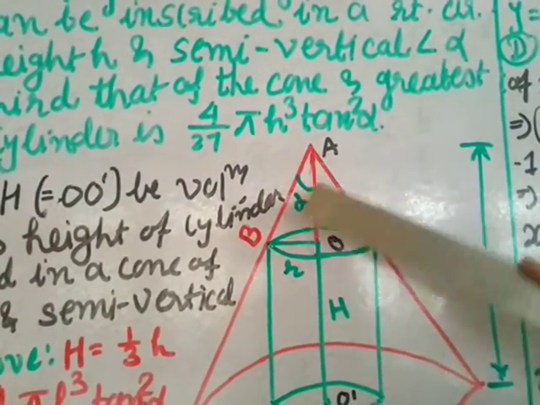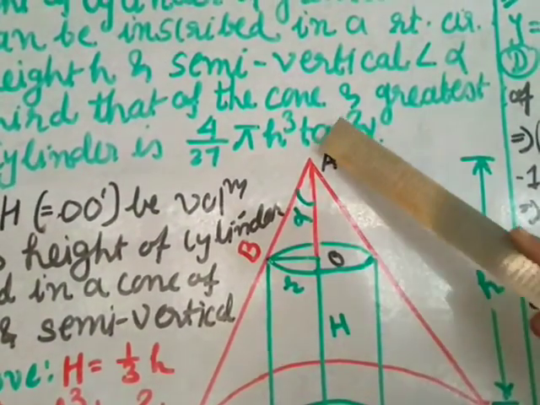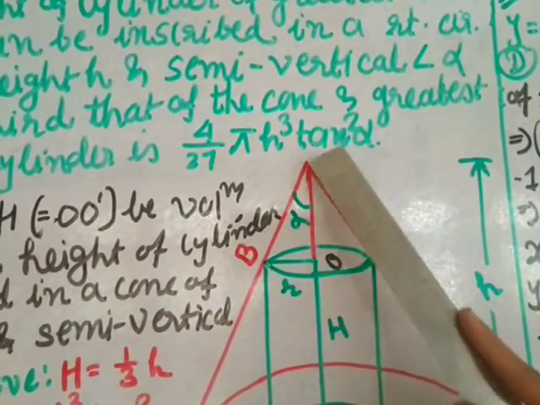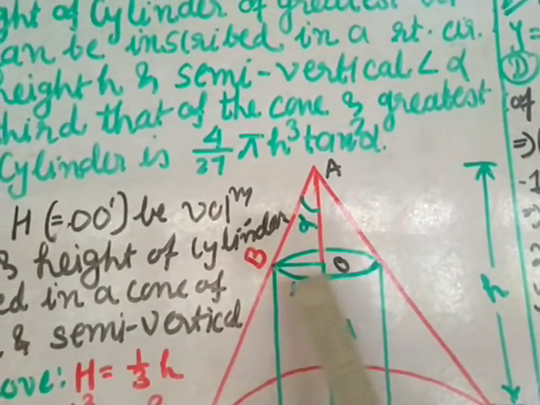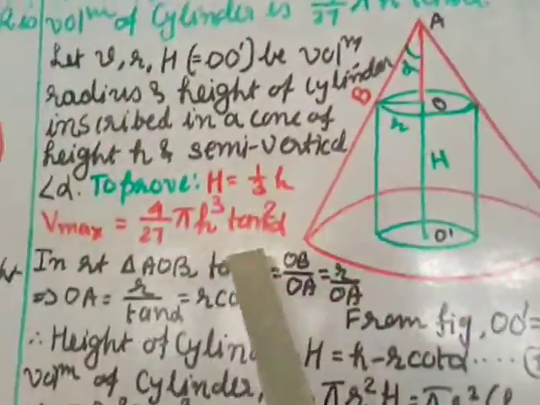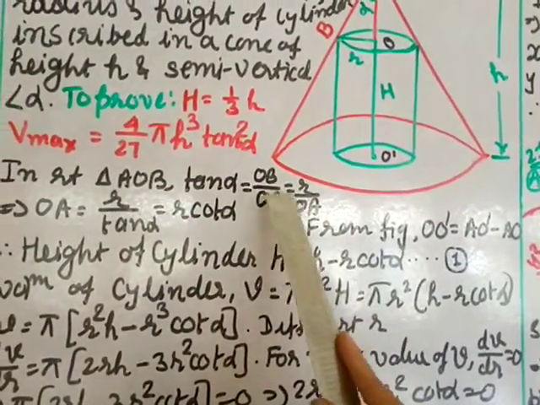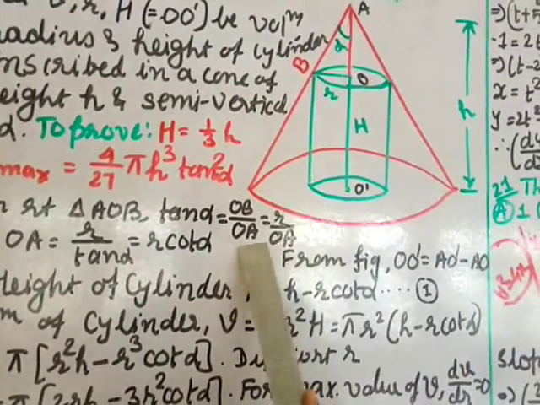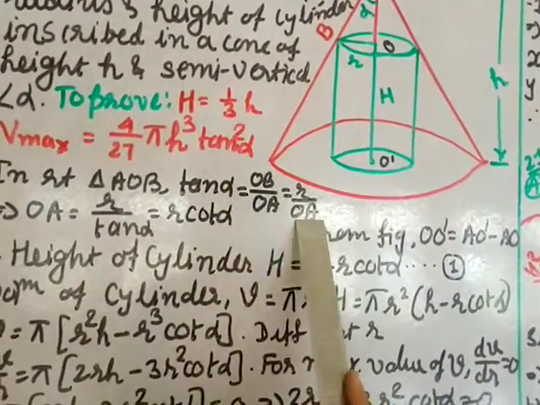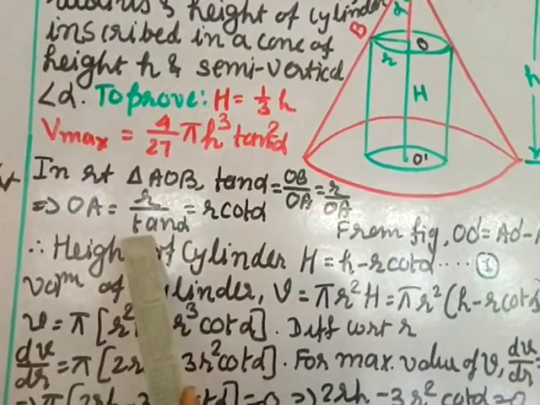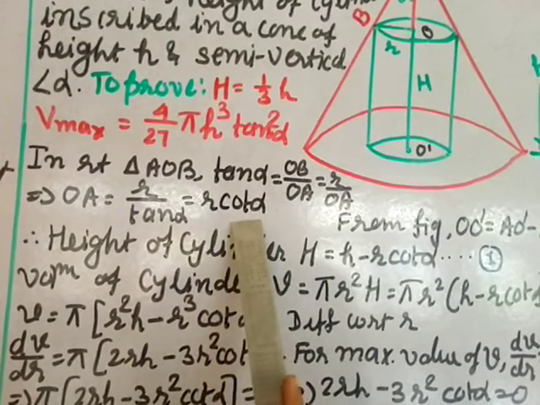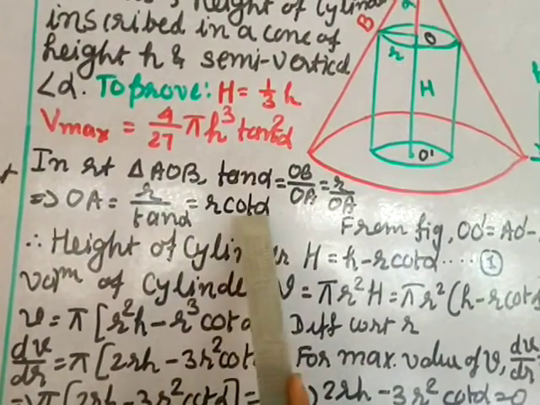So tan alpha is equal to opposite side divided by adjacent side, so OB divided by OA, and OB is R and OA as it is. I have applied here: in right triangle AOB, tan alpha is equal to OB by OA, where OB value is R and OA as it is. Interchange tan alpha and OA, so OA is equal to R by tan alpha. 1 by tan alpha can be written as cot alpha, so you get here OA is equal to R cot alpha.